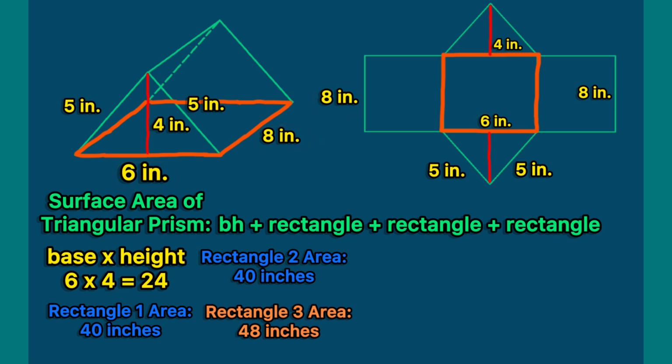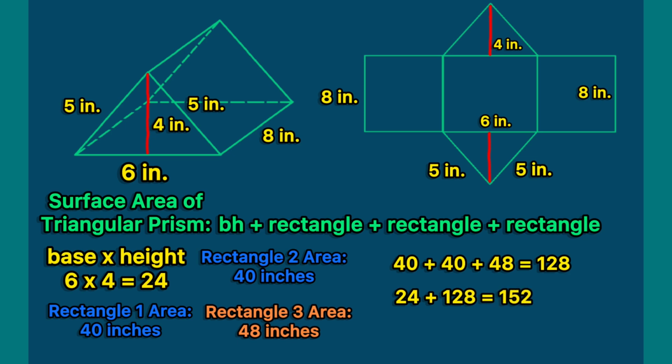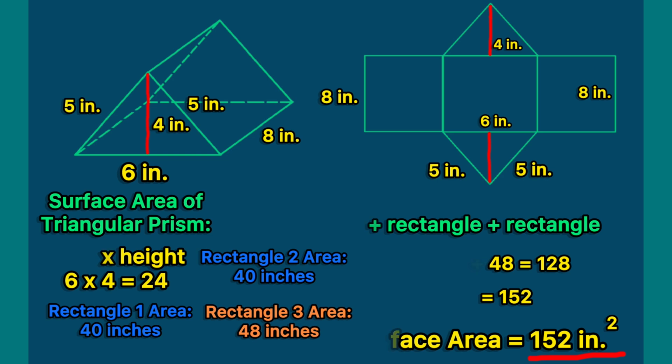Now we add each rectangle's area together. This gives us 128 because 40 plus 40 plus 48 equals 128. Now we add this to base times height, which gives us 152. The surface area of this prism is 152 inches squared.